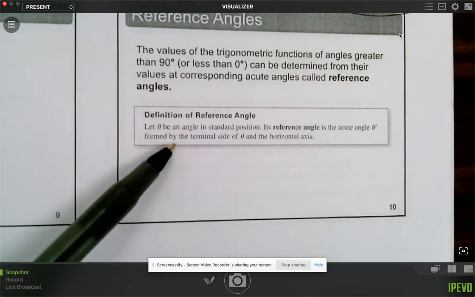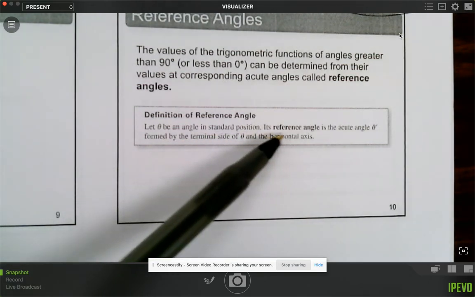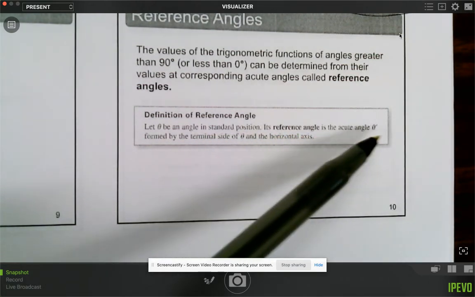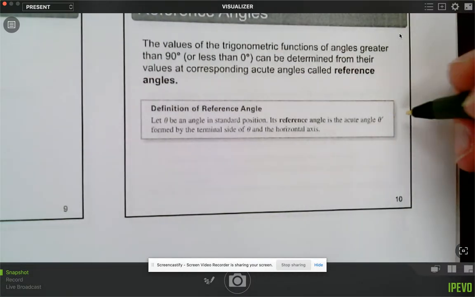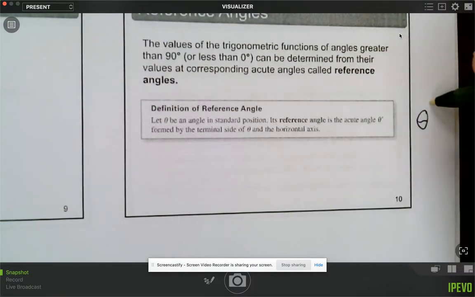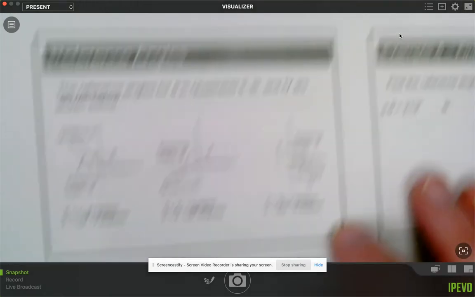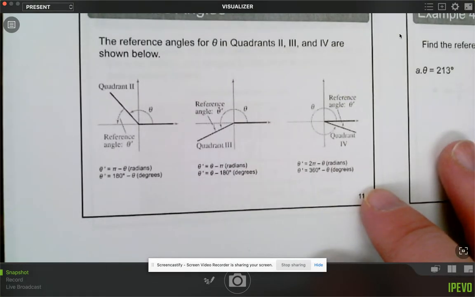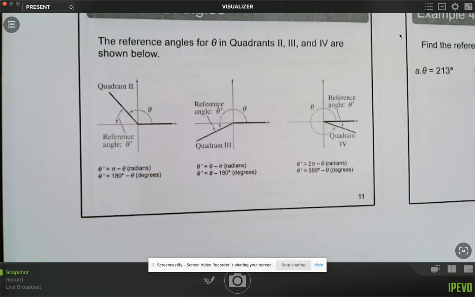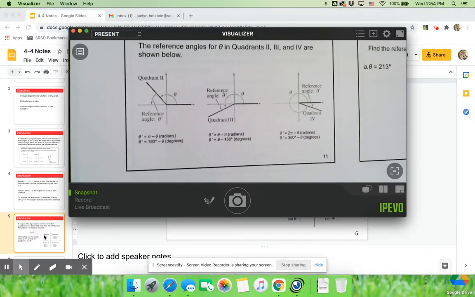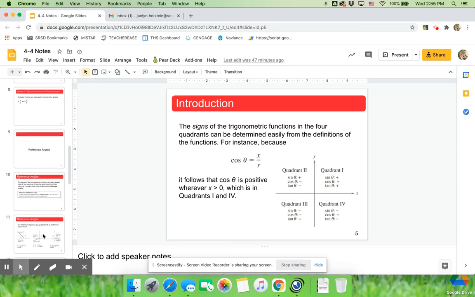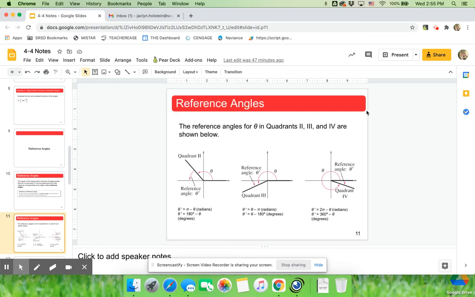So let theta be an angle in standard position. Its reference angle is the acute angle theta prime. It's kind of hard to see. It looks like a theta with an apostrophe after it. That means reference angle, formed by the terminal side of theta and the horizontal axis. Here is how you find the different reference angles. And I'm just going to refer back to the Google Slides because they show them with color a little bit better.